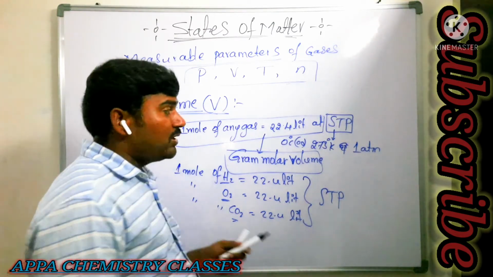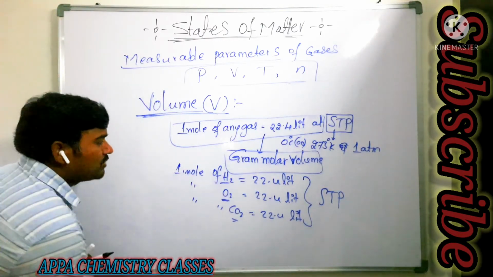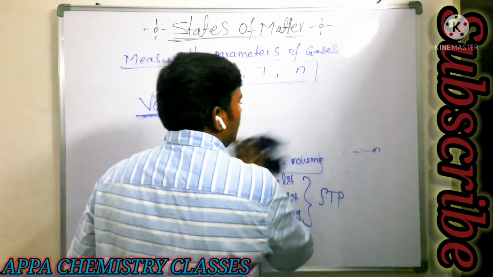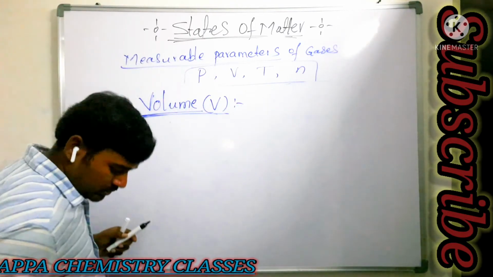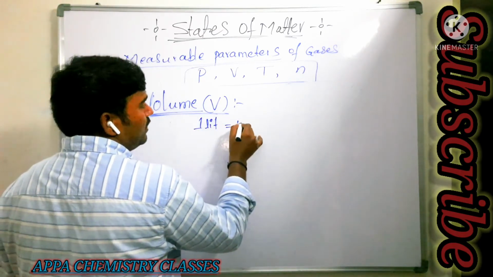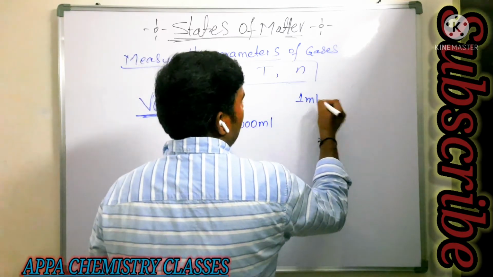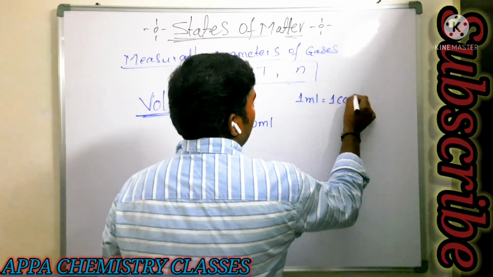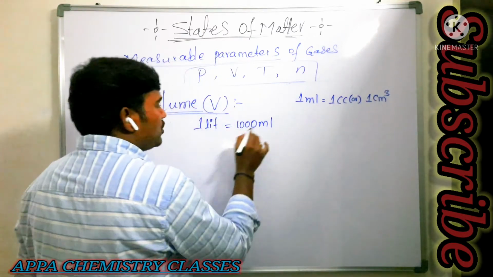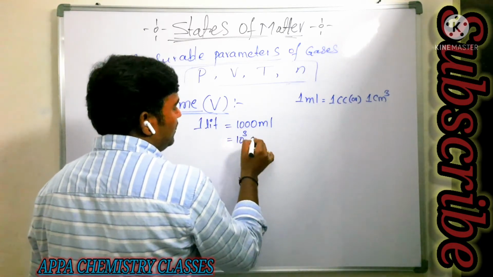Now let's see the different units we use for the calculation of volume. Volume is taken in terms of liters. 1 liter is nothing but 1000 ml. We know that 1 ml is equal to 1 cc, which is centimeter cube. So in place of ml you can substitute centimeter cube. That is 10 power 3 centimeter cube.